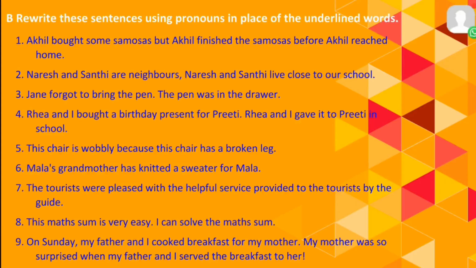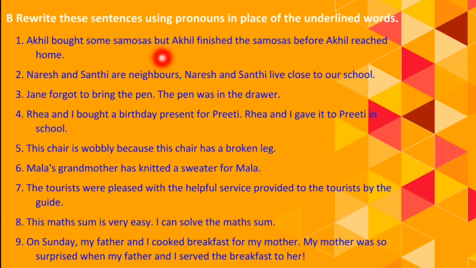The first one: Akhil bought some samosas, but Akhil finished the samosas before Akhil reached home. In this sentence, you can see the noun Akhil is repeated three times. So we can keep Akhil as a proper noun only one time. After that, we can remove the other two, and instead of Akhil, we can use the pronoun. Also, the word samosas is underlined, so we have to use a pronoun for that also.